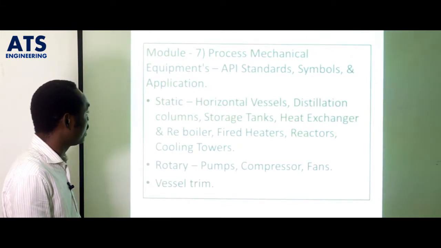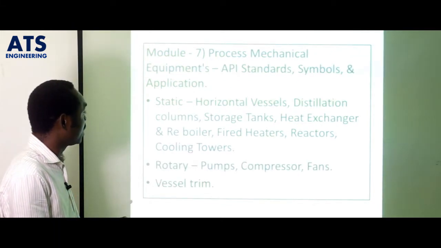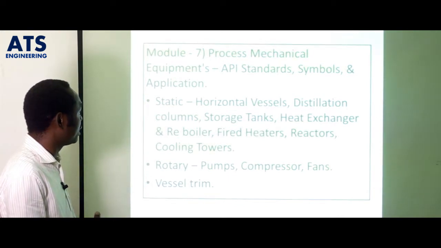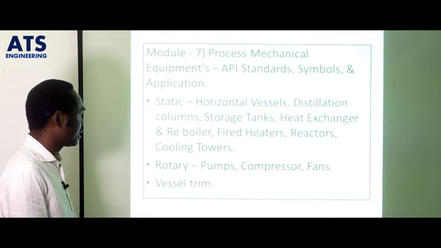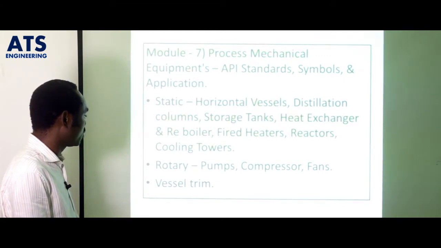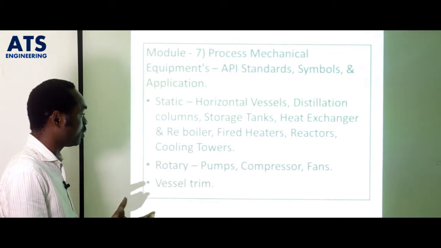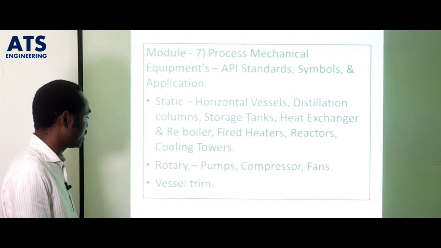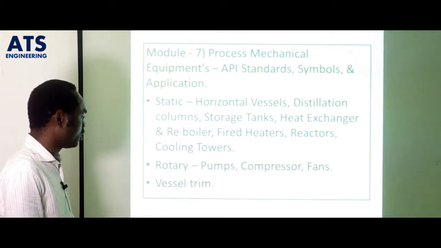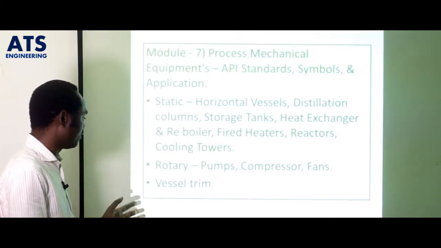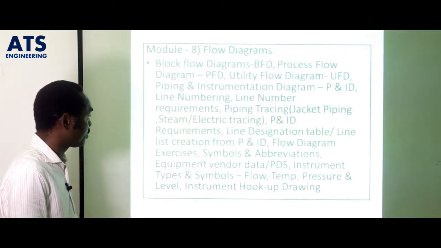Module 7 talks about process equipment. We look at various standards that govern these equipment and the application. We look at static equipment such as horizontal vessels, distillation columns, storage tanks, heat exchangers, boiler, fired heaters, reactors, cooling tower, how these are used or the application in the piping system. We also see rotary equipment such as pump, compressors, fans, and we also consider vessel trims.